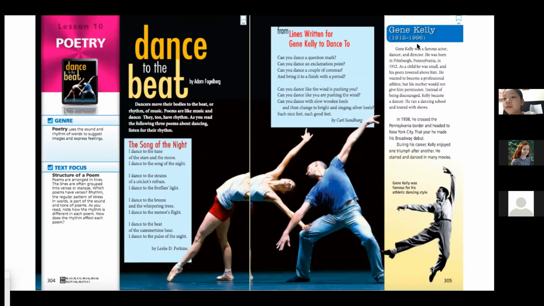So this is called Dance to the Beat by Adam Fogelberg. Dancers move their bodies to the beat or rhythm of music. Poems are like music and dance. They too have rhythm. As you read the following 3 poems about dancing, listen for their rhythm. So I'm going to read the first one, and I want you to notice the rhythm of this poem, and we'll look at the different verses and the other structure after.